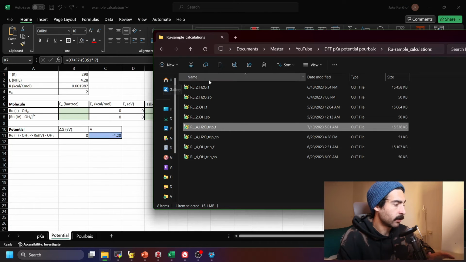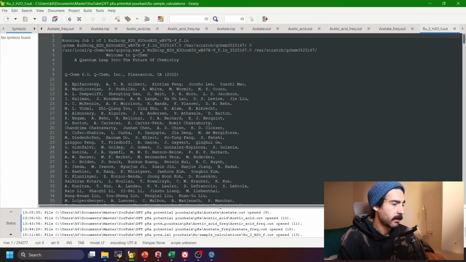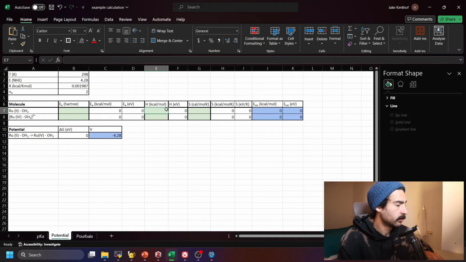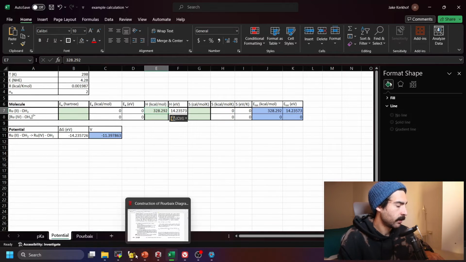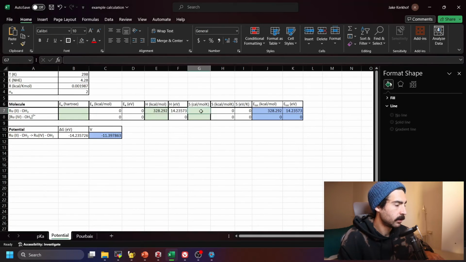I'll look at the ruthenium-2 aqueous species first. The frequency has an enthalpy of 328.292 kcals per mole. So we can paste that in, and it gets converted to electron volts. And we look at the entropy, 229.796 calories per mole Kelvin, which gets converted to electron volts per Kelvin.